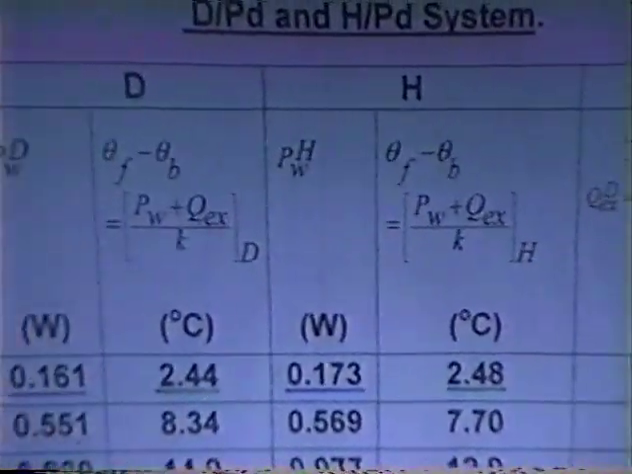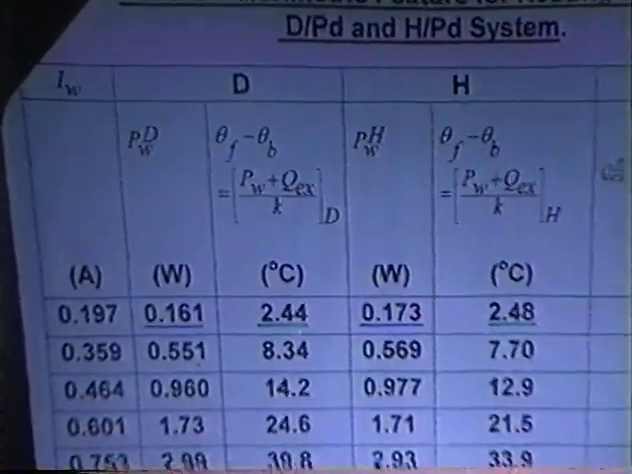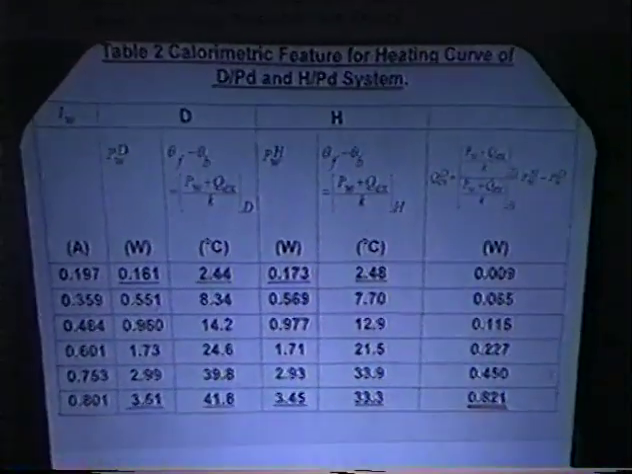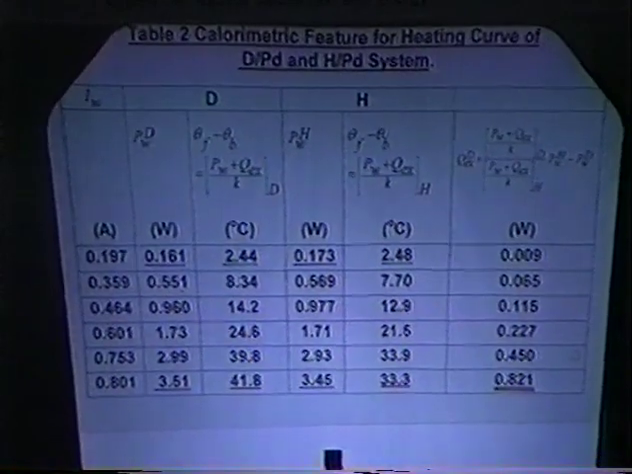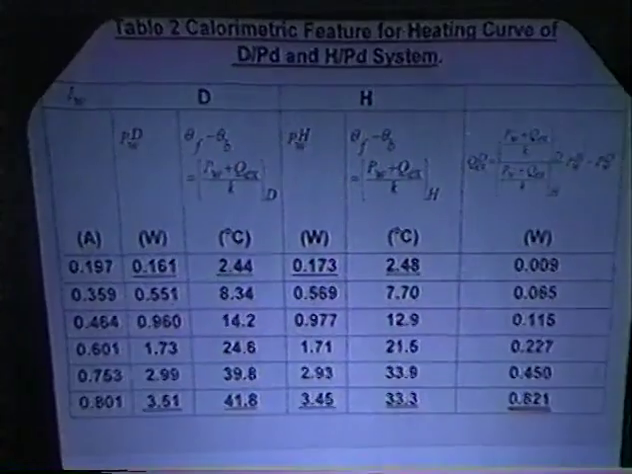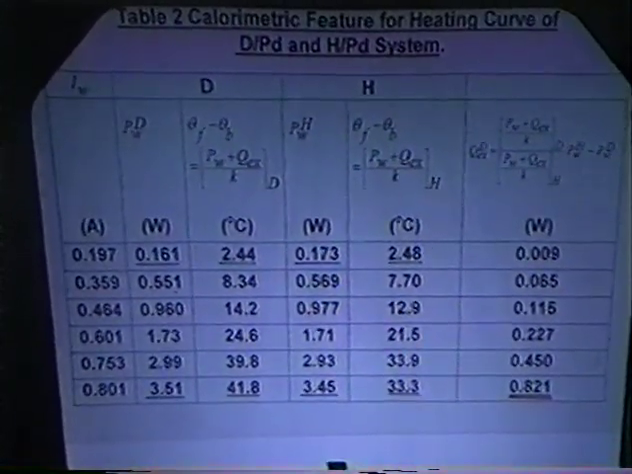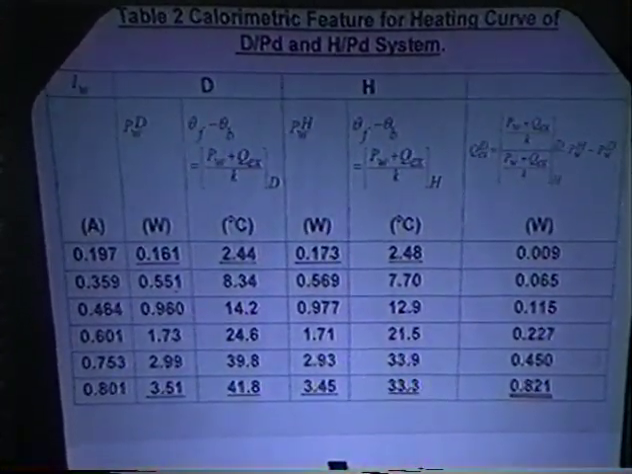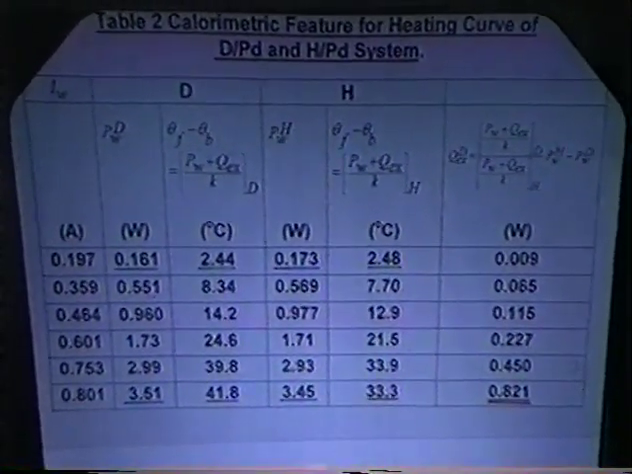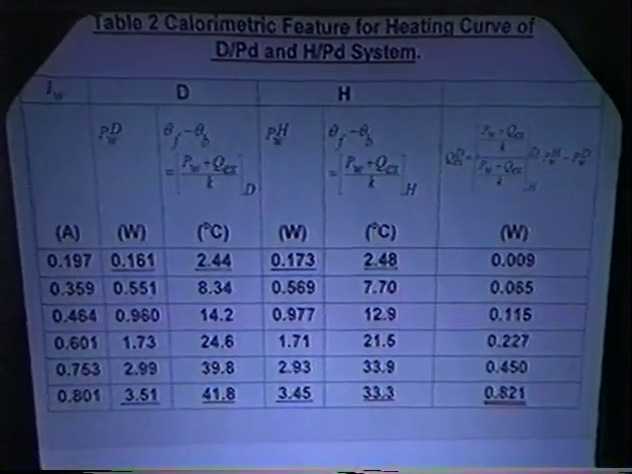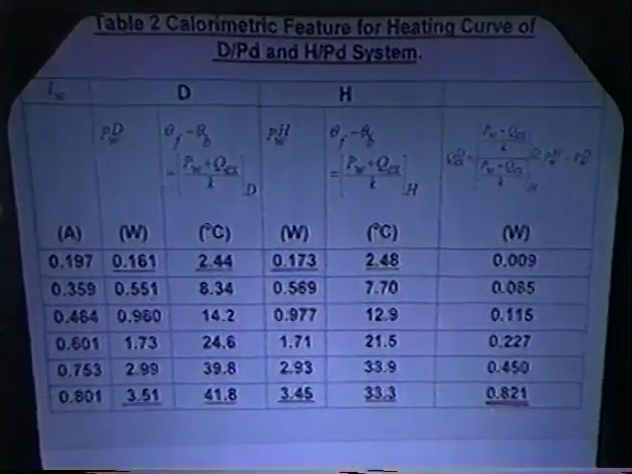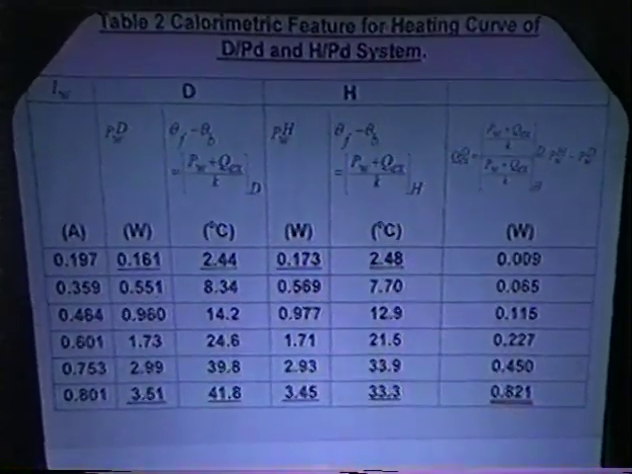At the beginning, this number is almost the same as this number, but a little bit higher even in the hydrogen model. But when we increase the heating power, the temperature difference increases much faster in the deuterium model than in the hydrogen model. So at the end, the temperature difference is about 8 degrees higher in the deuterium model. If we calibrate it, it's about 0.8 watt.